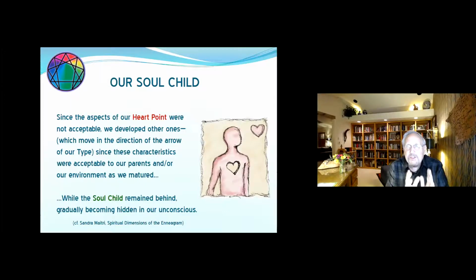Since the aspects of our heart point were not acceptable, and remember that's that essence of the type that I moved away from, we then, each of us, developed other ones. We moved in the direction of the arrow to our type because those characteristics were acceptable to our parents or to our environment or to our school or our church or our pastor or whatever as we matured. So we got good at it. And you do that. And that's not bad. There's gift in that. You don't want to get rid of the gift.